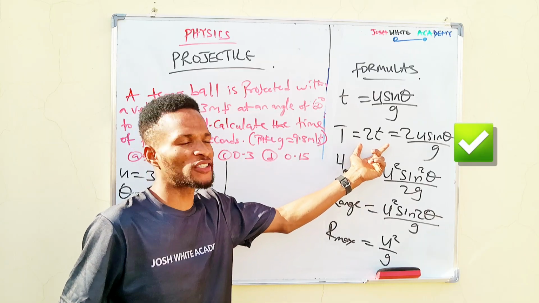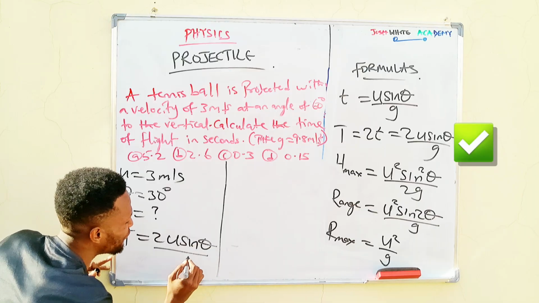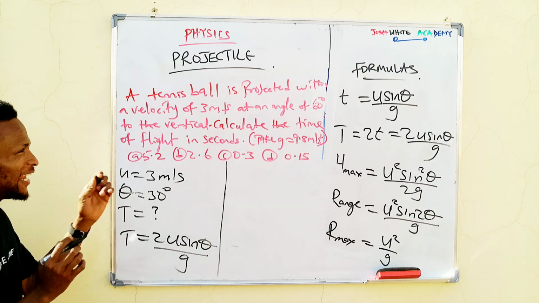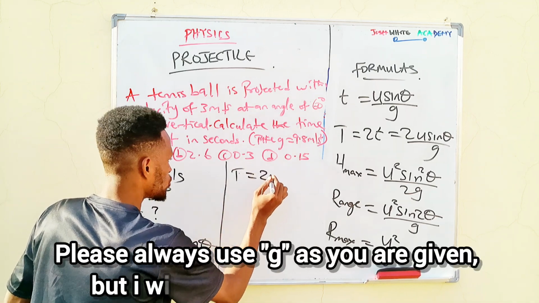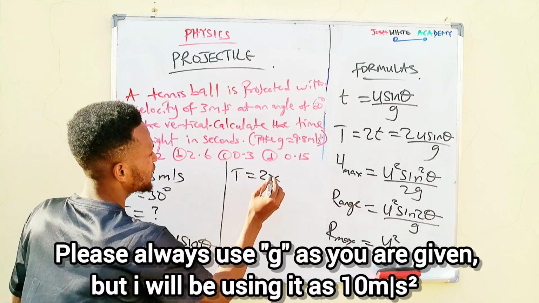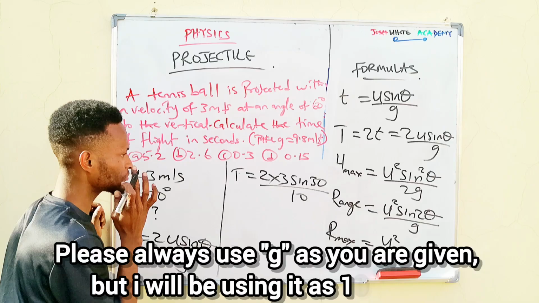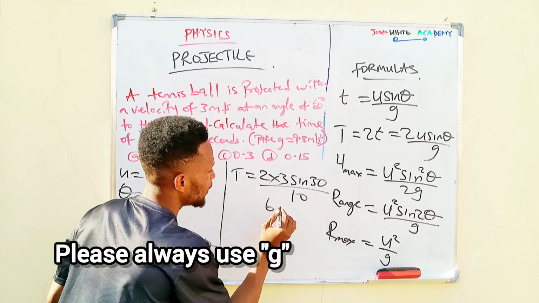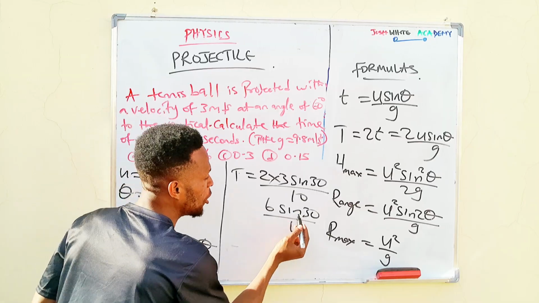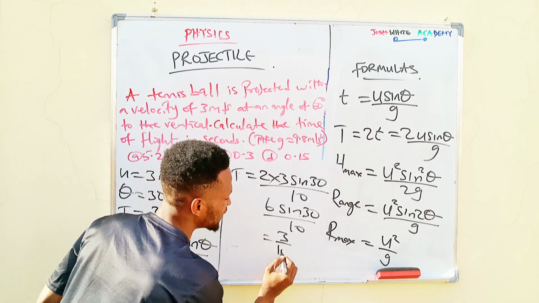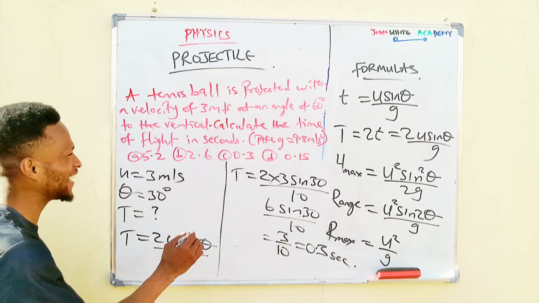It is 2 times the small t, or simply 2u sine theta over g. So let's substitute our data into our formula. 2, our u is what? 3. Sine theta, our theta is 30, all over 10. This will give us 6 sine 30 divided by 10. Sine 30 is 0.5. So 0.5 times 6 will give you 3 over 10, which will give you a what? 0.3 seconds.